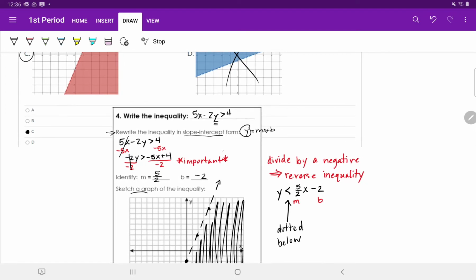The big takeaway from this problem is remembering to reverse your inequality. That's a big deal. It will completely change your answer if you don't do that.